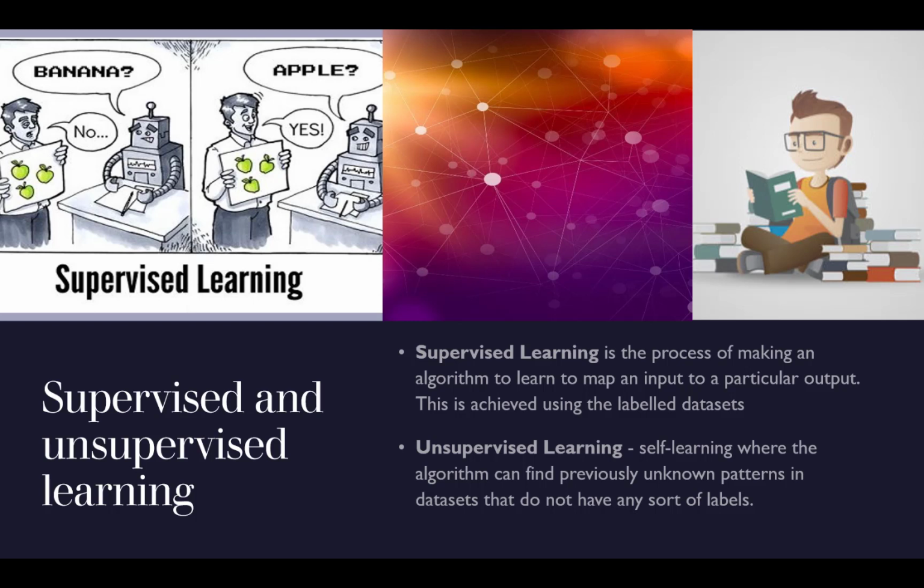So supervised learning is the process of making an algorithm learn to map an input to a particular output. That means that the data that you have collected here is labeled, and so you know what input needs to be mapped to what output.